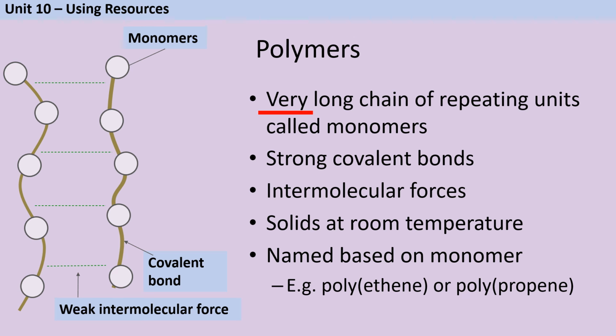We can name these polymers based on the monomer they're made from. So if I take 1,000 ethene molecules, I could make polyethene. And if I take 1,000 propene molecules, I could make polypropene, and so on and so forth.